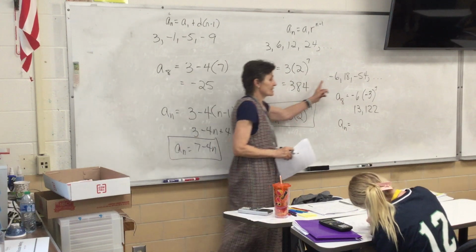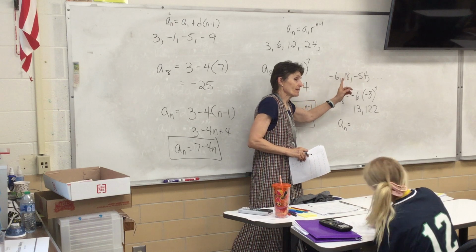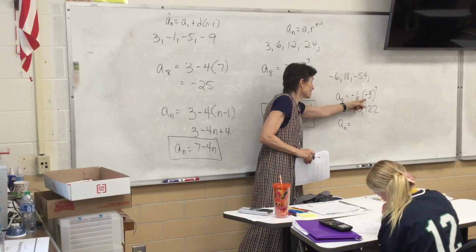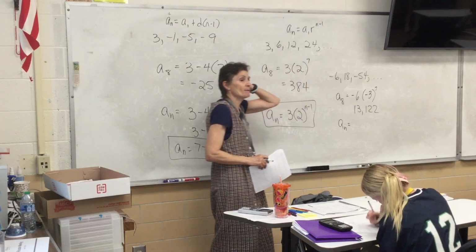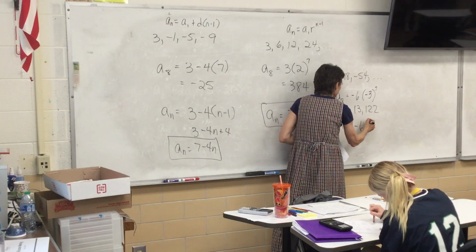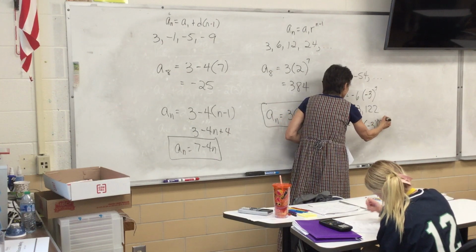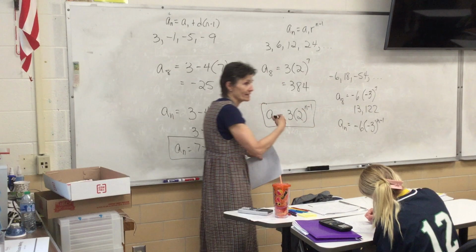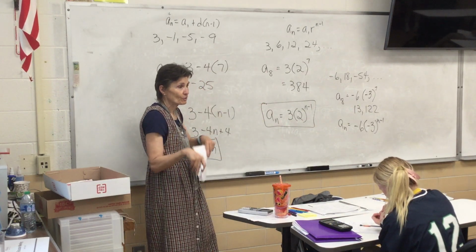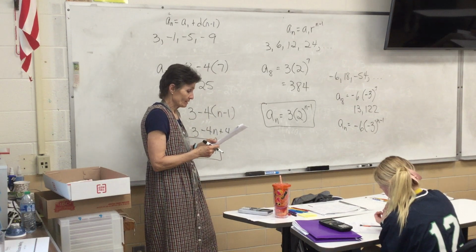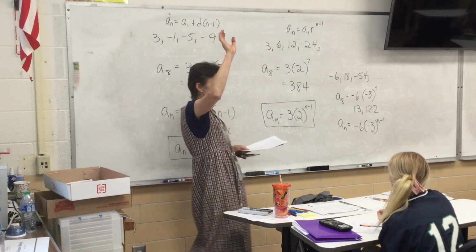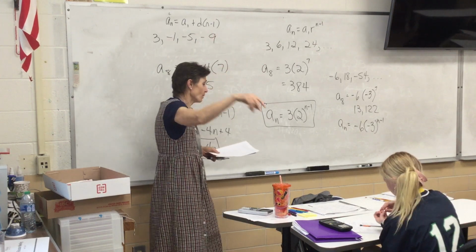Did everybody recognize that's geometric? Did everybody recognize your ratio is negative 3? So it's first term times ratio to the 7th. That's going to come out to be a positive number. I hope that your formula just looked like this, because that's all it has to look like. Your first term's negative 6, your ratio is negative 3. How many got 13,122? Okay, you're awesome.